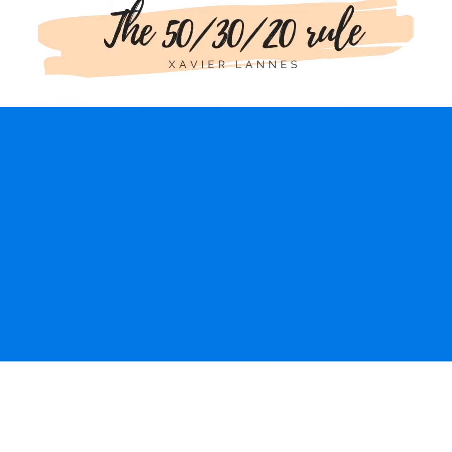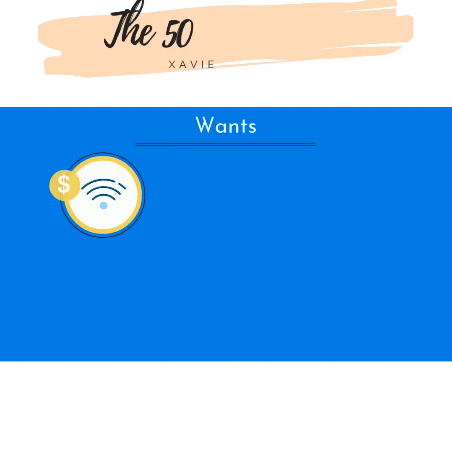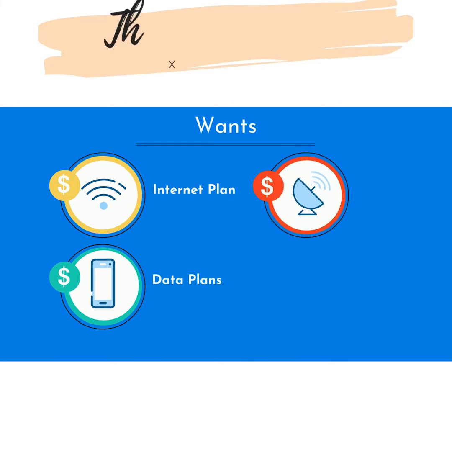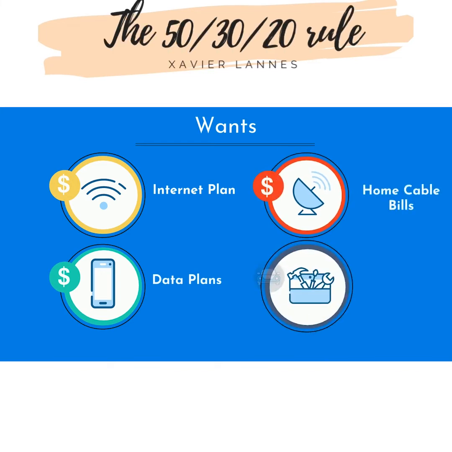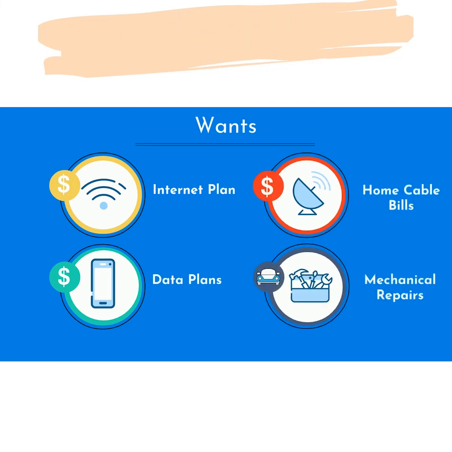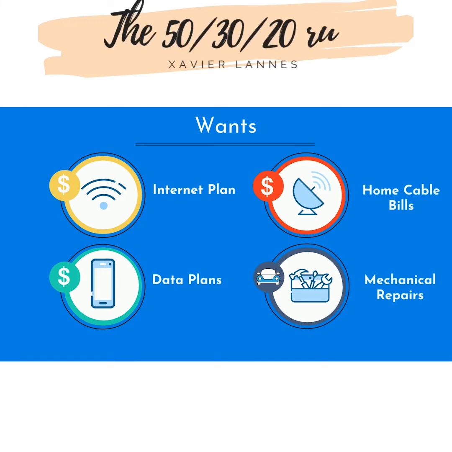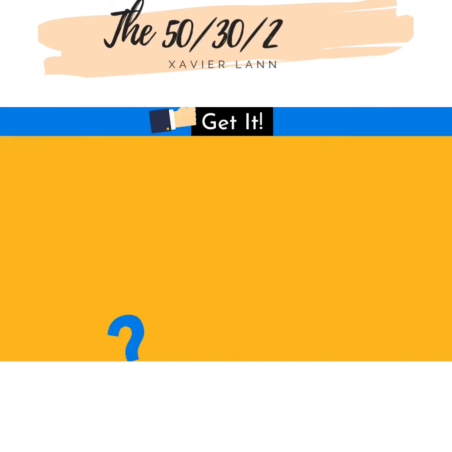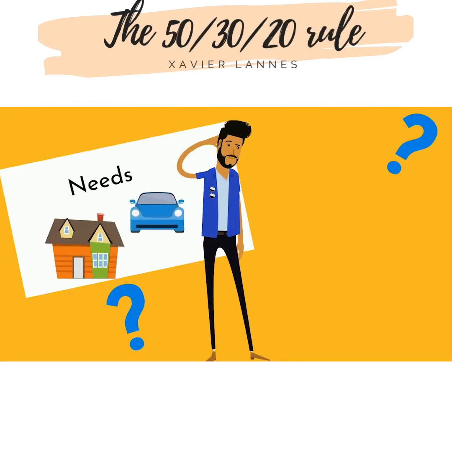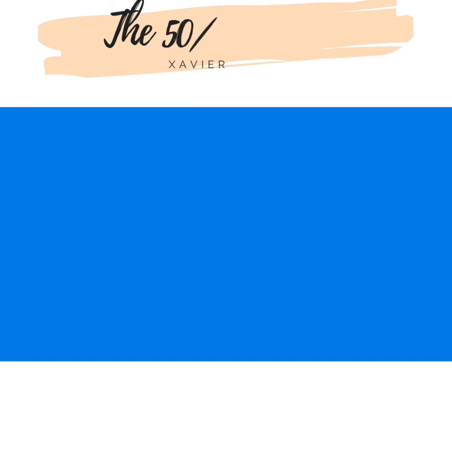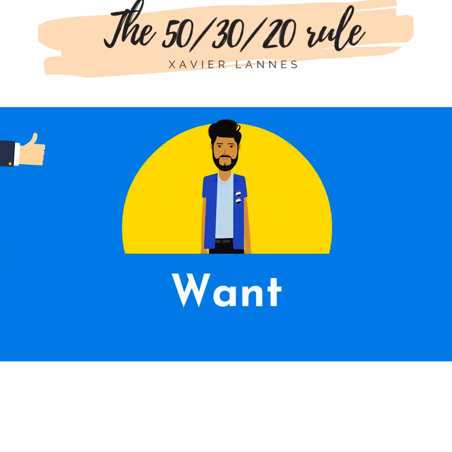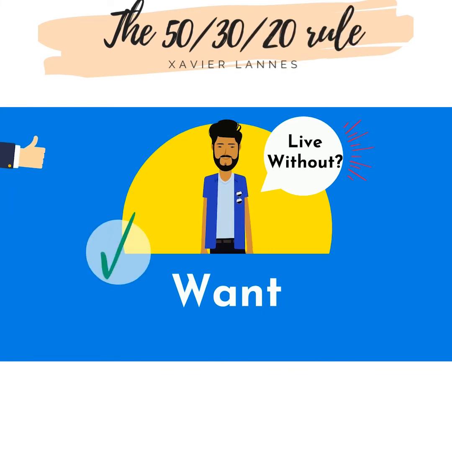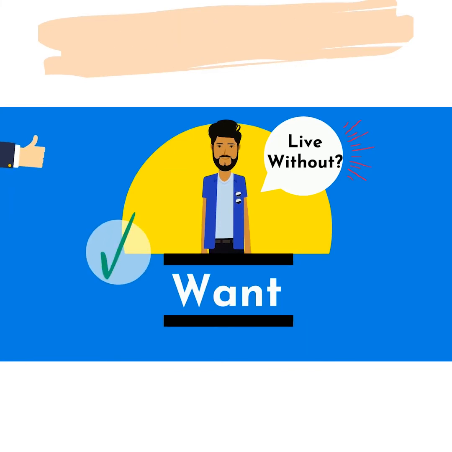These categories should include things like your internet plan, data plans, home cable bills, shopping, dining out, hobbies, mechanical, not cosmetic, repairs to your car, and so on. I bet by now you get it. Sometimes it may be hard to distinguish between needs and wants. But the rule of thumb when it comes to defining a want is by asking yourself if you can live without it. And if you can, then it's most likely a want.